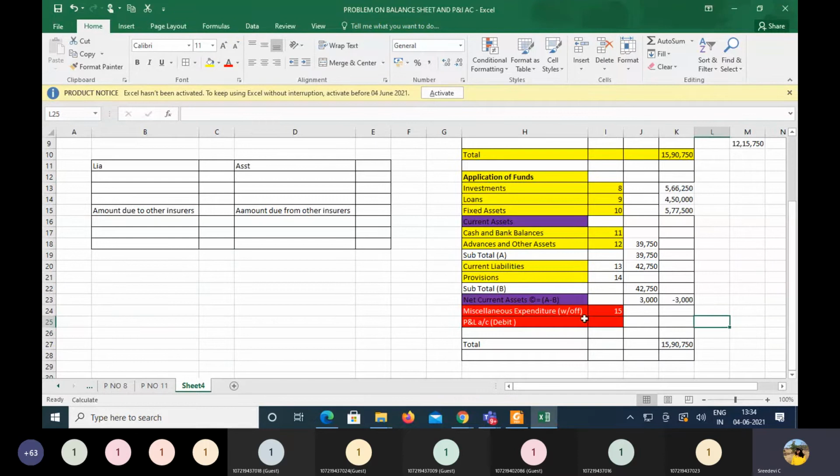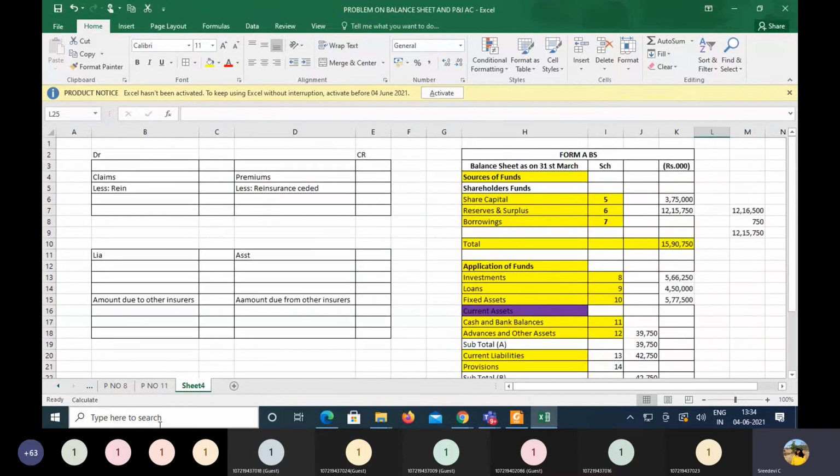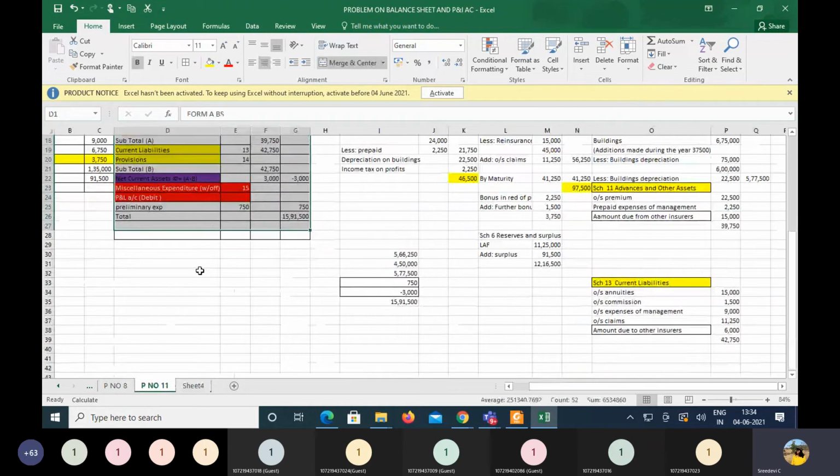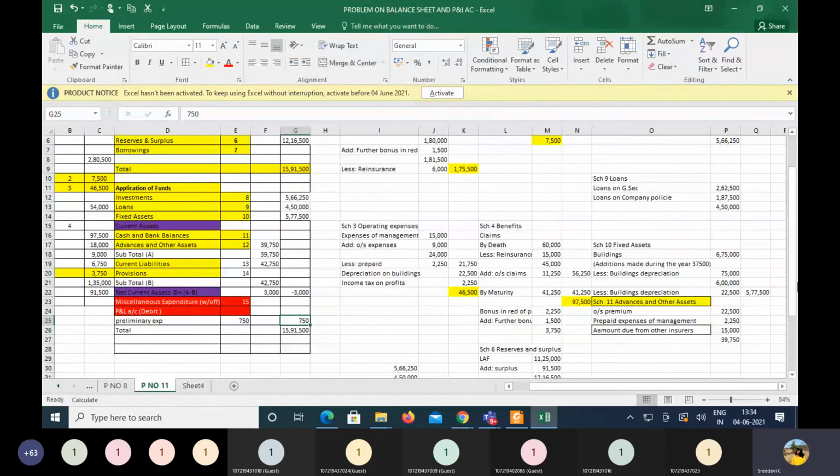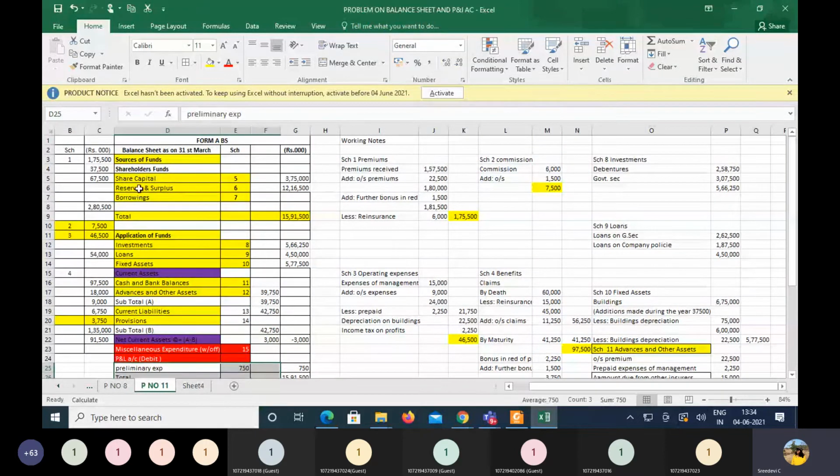See, this is how the difference arises. So there are two alternatives, children. The preliminary expenses can be taken into the miscellaneous expenditure under 15, but normally in practice, we don't show it on the assets side. We adjust it against any of the losses which have been given, or any amount of other fictitious assets like underwriting commission or discount on issue of shares or debentures. We directly minus it from the reserves and surplus.